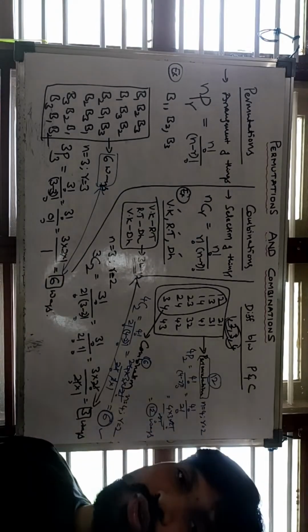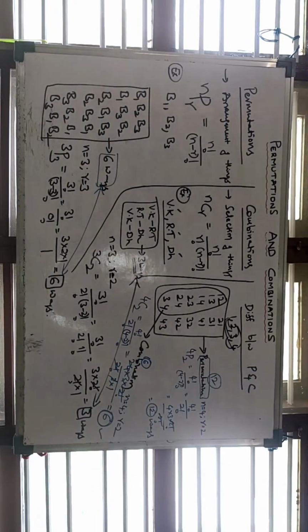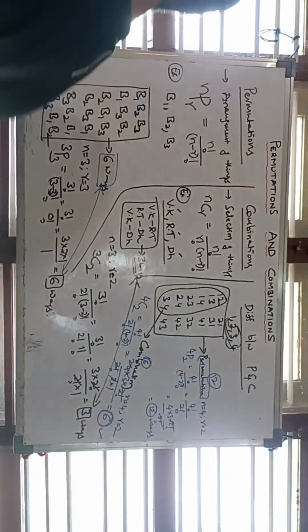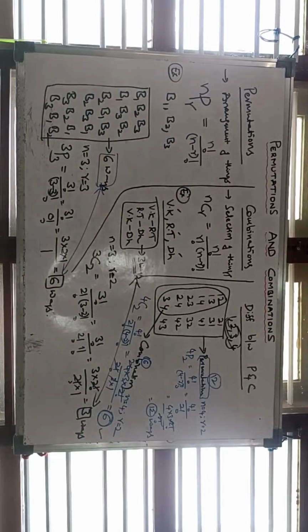So this is the difference between permutation and combination. Once you copy this, now I'm going to discuss problems on permutations and combinations.